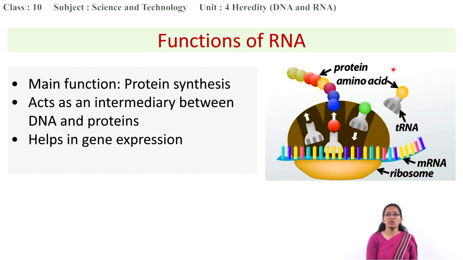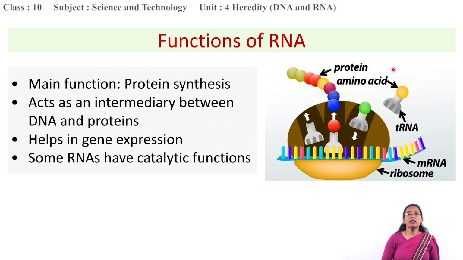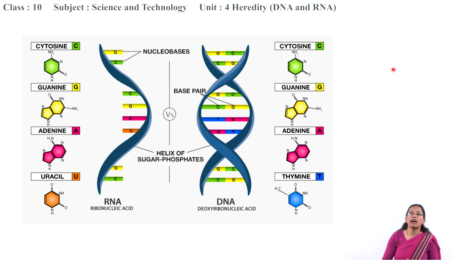And in some cases, just like in virus, it gives genetic expression also. That means genetic characteristics are determined by the RNA. And in some cases it acts as a catalyst, you know that. Catalyst means which helps in some biological chemical reaction. It helps to increase the rate of reaction. These are the functions of RNA.